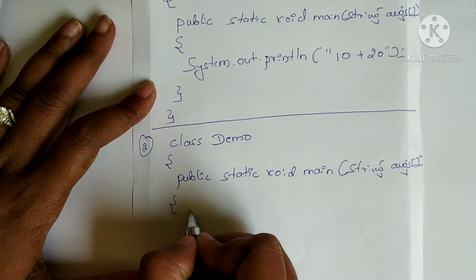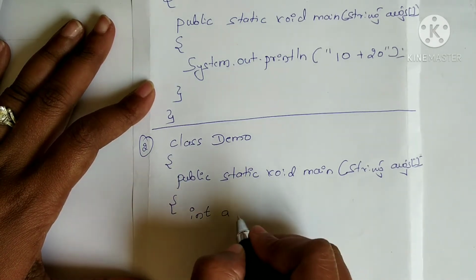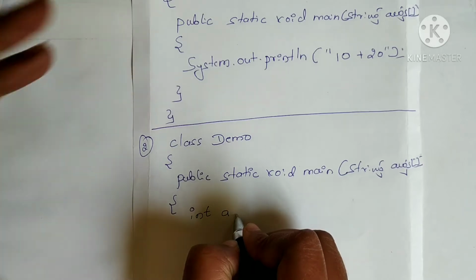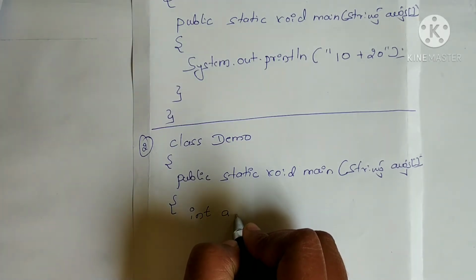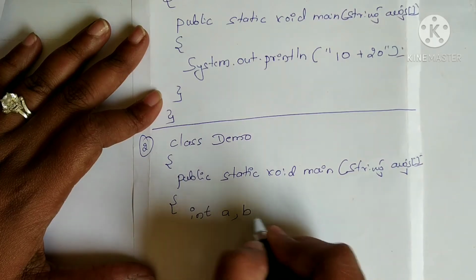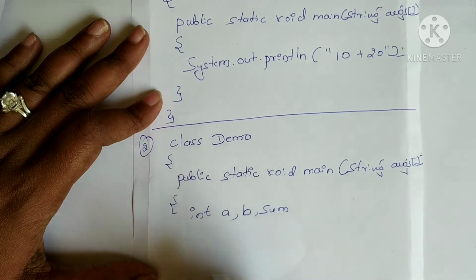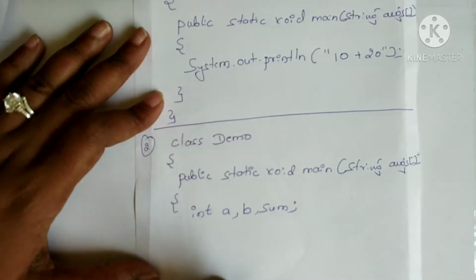First one is int a. For addition of two numbers, we can take two variables for assigning values. One is for storing the values. In total, three variables we have to take. First one is a, b and sum. These are the three variables.